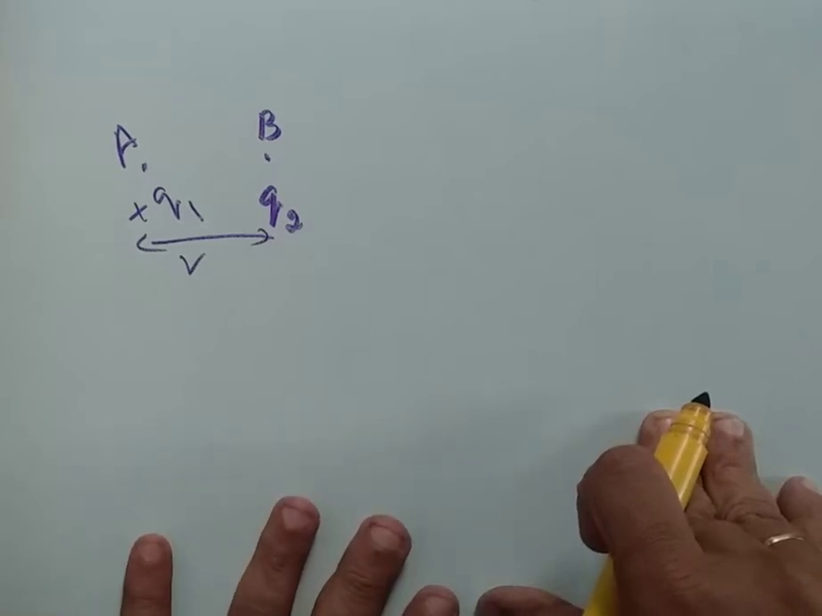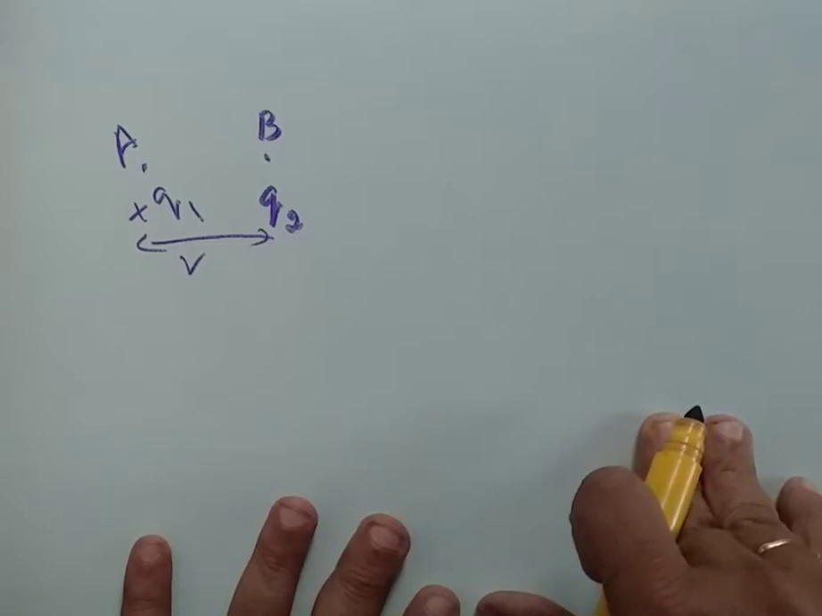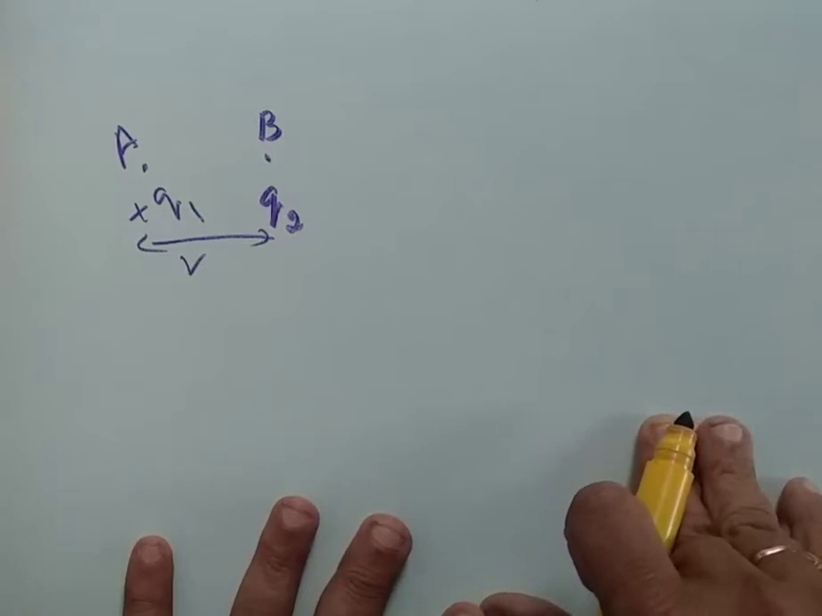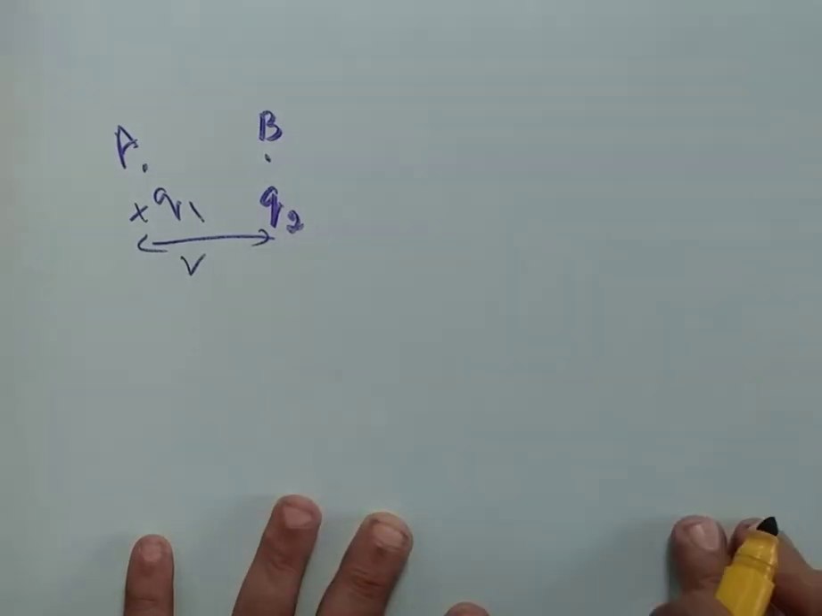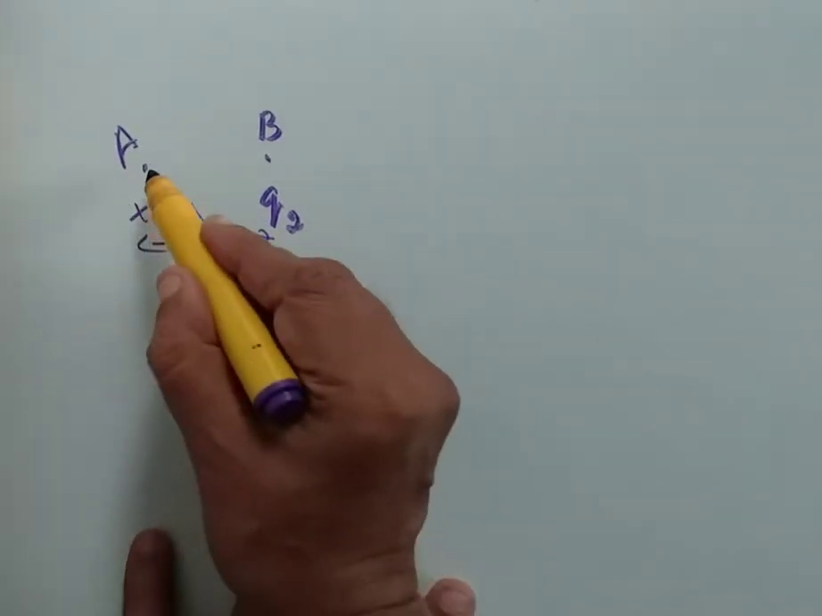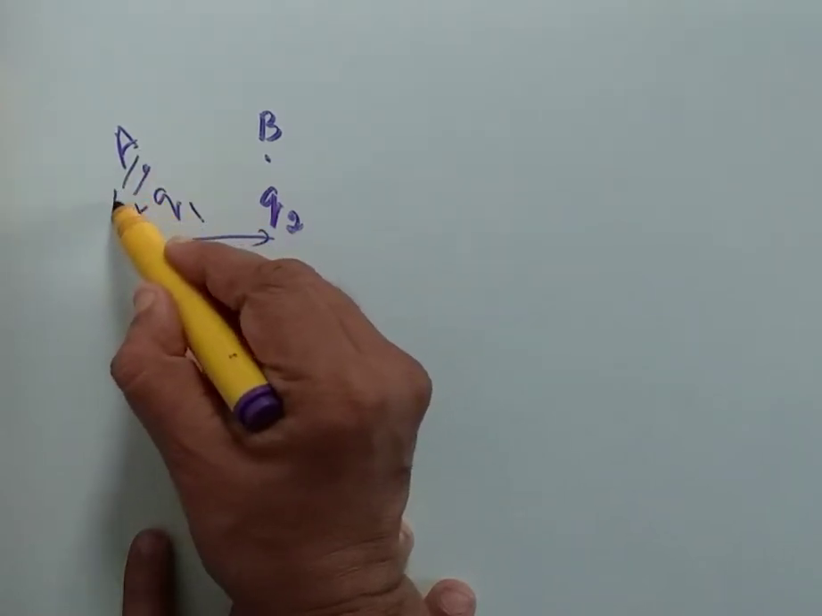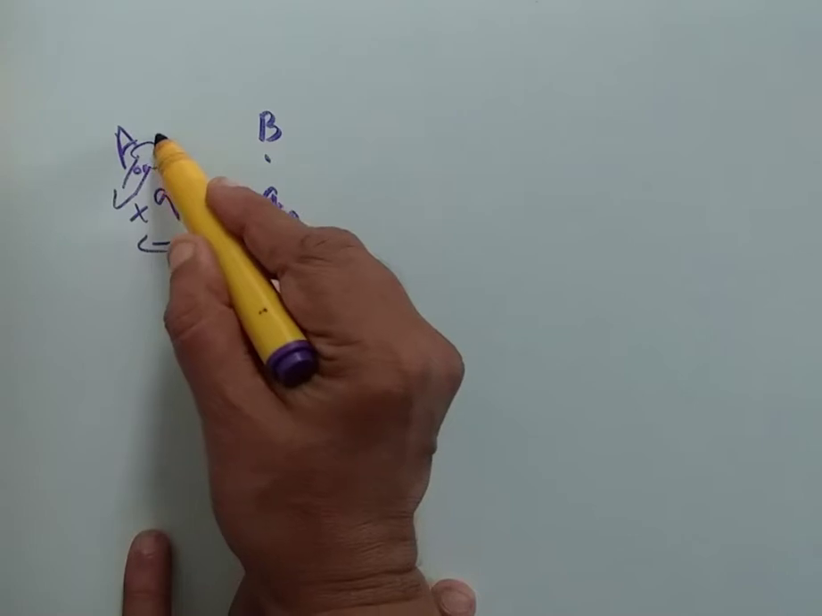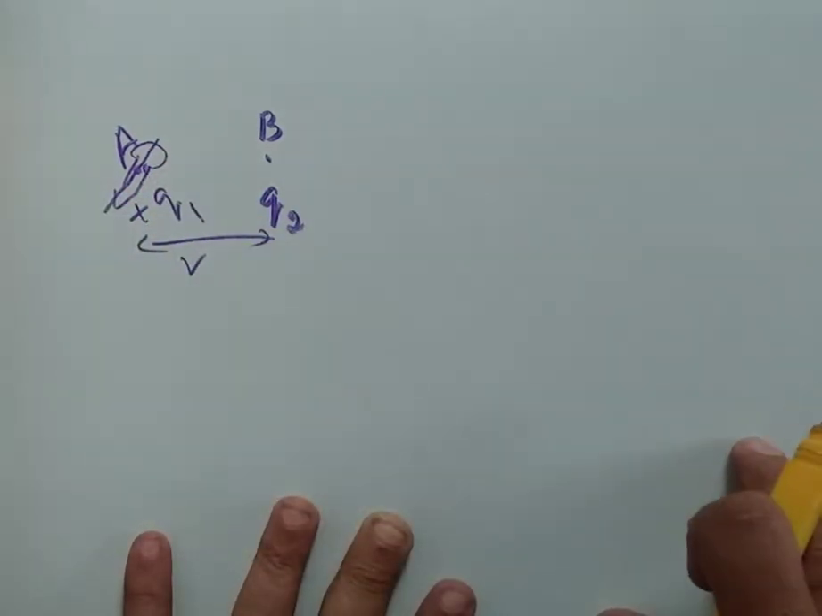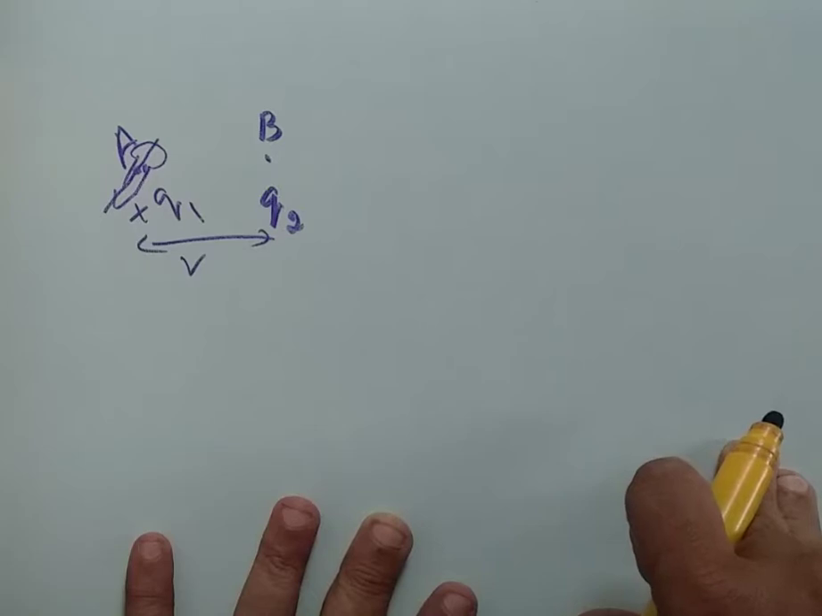In fact, if Q2 is also plus, then a lot of repulsion will be there between Q1 and Q2, and we have to push harder, or we have to do a lot of work in order to keep Q2 at B, provided Q1 is fixed. That means if we imagine the Q1 charge is nailed down, I write a nail there, that means it is fixed. So to bring Q2 to that point, there is a lot of repulsion. We need to push harder, thereby we need to do work.